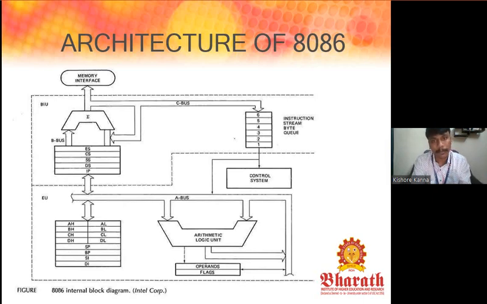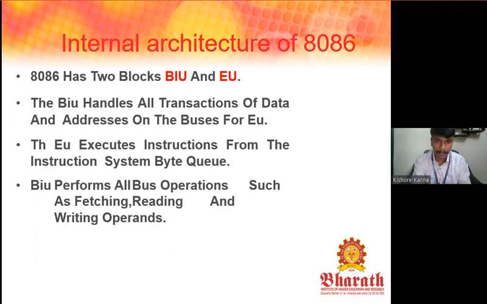8086 microprocessor. I already told you there will be two blocks in the internal architecture of 8086. One is BIU and the other is EU. BIU means bus interface unit and EU means execution unit. BIU will handle all transactions of data: data which has been picked up, data which is yet to be processed, data which has been processed, and data which has been segmented in the address before it is given to the EU will be processed in BIU.